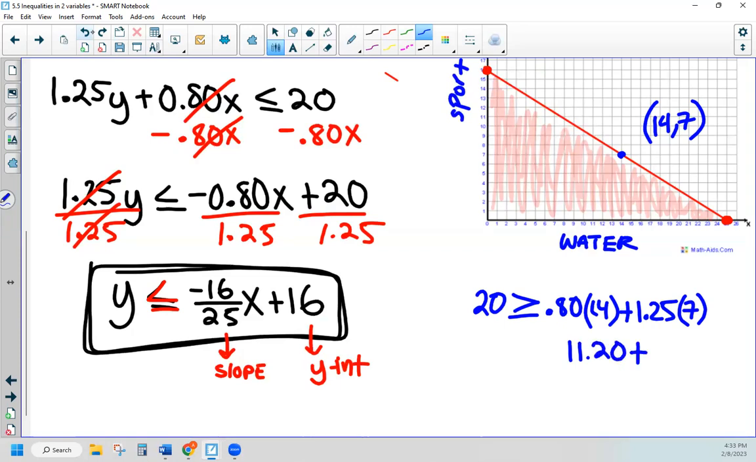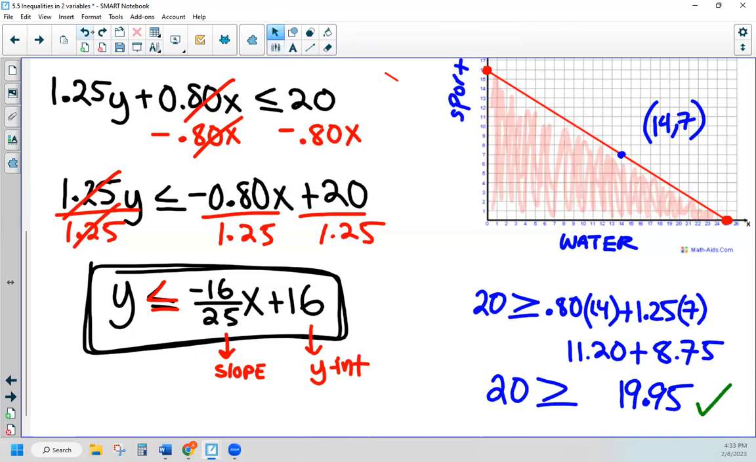Okay, so 1.25 times 7, that's going to give me $8.75. Together, this gives me $19.95. Whoa, that was close. So, is this true? Or can this happen? Yes, that can happen.